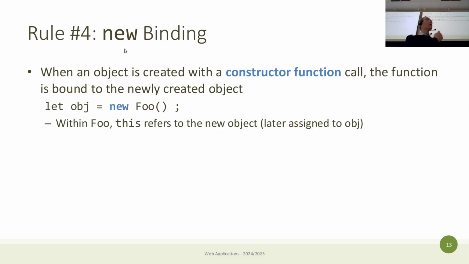Fourth rule, we already saw this. If you call a function with new, it's a constructor function, so basically the this will refer to the newly created object, that will be later assigned to obj here, because it's a return value of the function as well. That's the more intuitive one, I think. Because new means you create a new object and you get a new object as a result, and you can access the new object with the this, as you do in many other object-oriented programming languages.